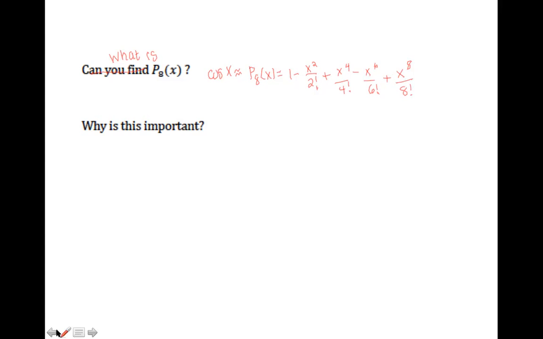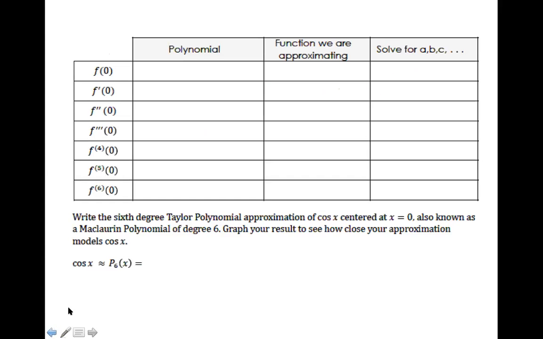All right, I'm going to go back a slide here because one of the things it said to do was to graph your result. So that polynomial we had, 1 minus 1/2 x squared plus 1/24 x to the 4th minus 1/720 x to the 6th. If you type that into your calculator and also type in your cosine function, you can see how closely our polynomial really does approximate. It's pretty cool. So that's it.